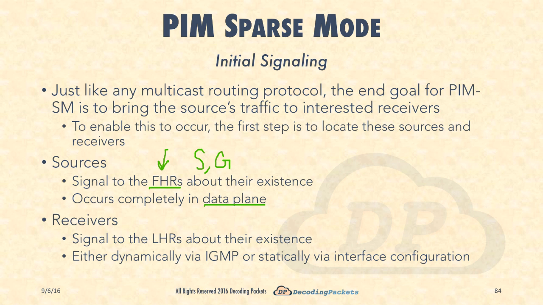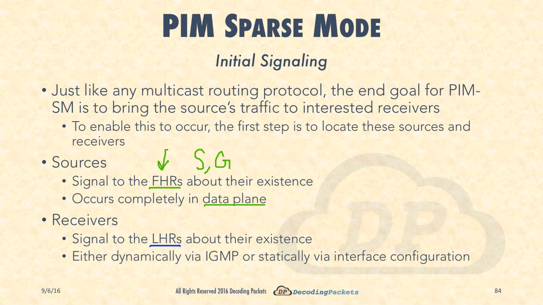Receivers, on the other hand, will signal the LHRs, or the last hop routers. Now, just like FHRs were directly connected to sources, these routers, the last hop routers, are directly connected to multicast receivers. And just like the sources, the receivers must signal to the LHRs about their existence. Now, we have done separate videos for both the source signaling and the receiver signaling, so I'm not going to go over a lot of details there.